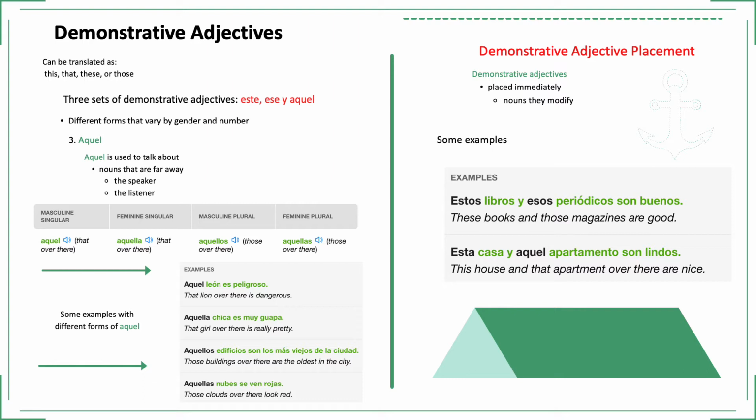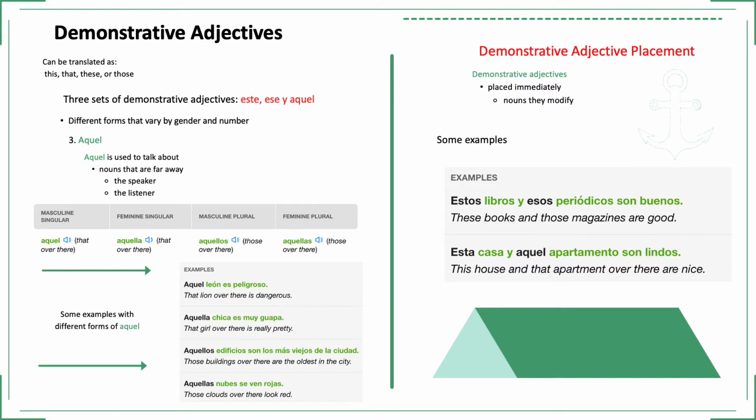Y por último, vamos a hablar sobre el adjetivo número 3, which is aquel. Aquel is used to talk about nouns that are far away from both the speaker and the listener. Here are the four forms aquel can take in Spanish. Masculine singular, aquel, which means that over there.